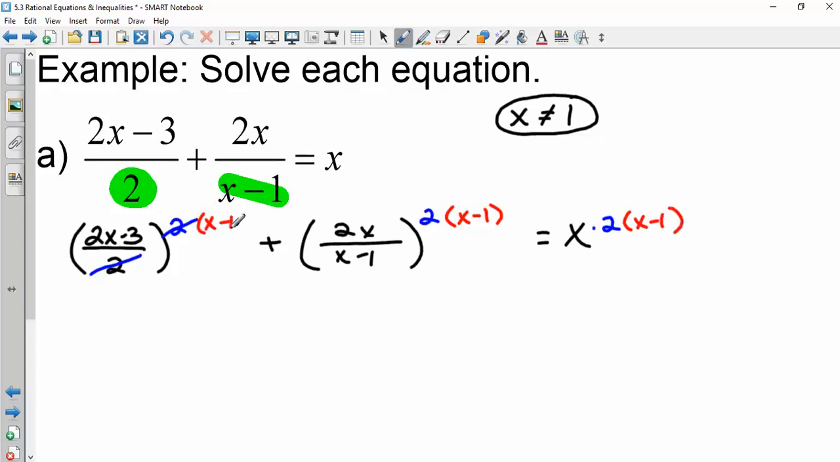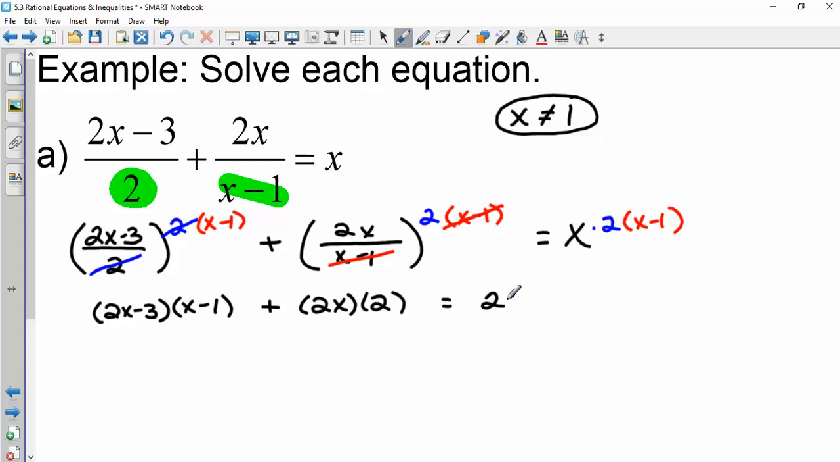If something's on the bottom, you just multiply by it to cancel. But you can't do just one piece. You have to take everything times that. Just to show you what we have: the first term, we had that 2x minus 3 on top. The 2's canceled, so we have times an x minus 1. Second term, we had a 2x, and we're left with times 2. Over here, x times 2 is 2x times the x minus 1. So at this point, all of my fractions are gone.